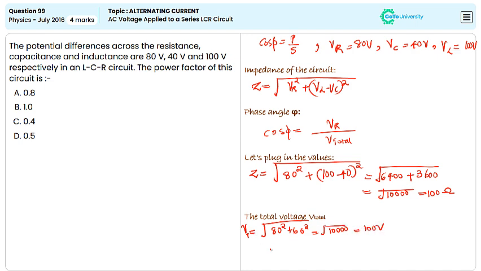Now the power factor is cos phi, which is equal to VR by V total, which is nothing but 80 by 100. We get 0.8. Thus the power factor of the circuit is 0.8. So option A is the right answer.